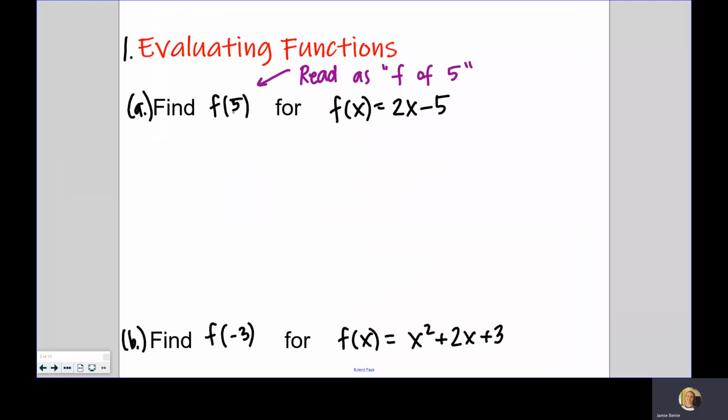So everywhere there's an x, we're going to replace that with 5. So everywhere there's an x, we're plugging in 5. So that's going to be 2 times 5 minus 5. So 2 times 5 minus 5. You can see when I plug in this number, I like to put it in little parentheses. I think it looks neat that way.